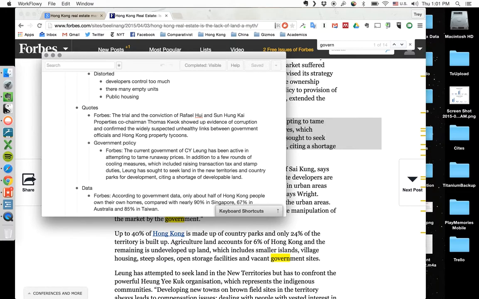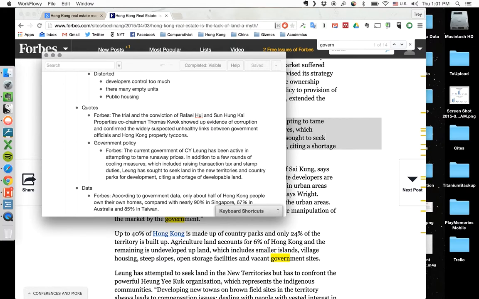The current government of CY Leung has been active in attempting to tame runaway prices. In addition to a few rounds of cooling measures, which included raising transaction tax and stamp duties, Leung has sought to seek land in new territories and country parks for development, citing a shortage of developable land. Okay, so this is like the basis of something. I firmly disagree with this. This kind of pisses me off.